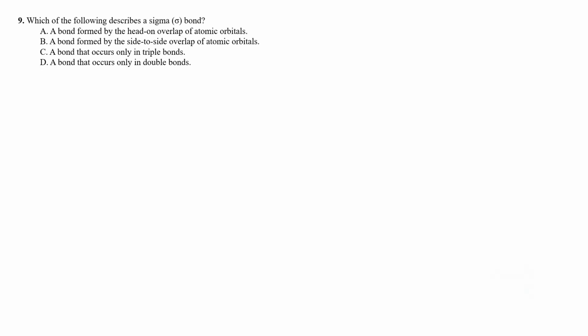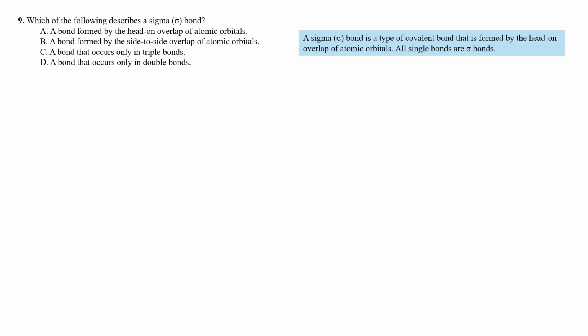Let's move on to the next question. Which of the following describes a sigma bond? There are two types of bonds, sigma bonds and pi bonds. A sigma bond is a type of covalent bond that is formed by head-on overlap of atomic orbitals. All single bonds we consider sigma bonds.